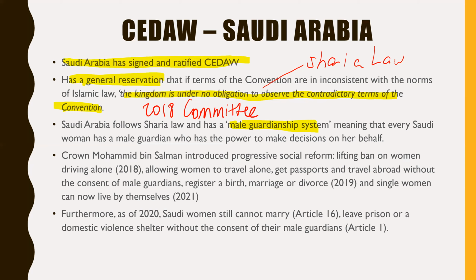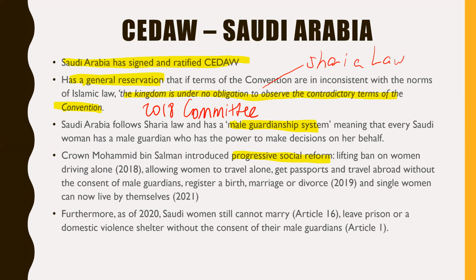So after 2018 and after this visit, the Crown Prince introduced new social reforms. These reforms included women being able to drive alone, get a passport, travel alone, go without their male guardians, and register a birth, marriage, or divorce. And now in 2021, women can live by themselves. So these were massive steps in the right direction, allowing women to have less discrimination here. So that's good.